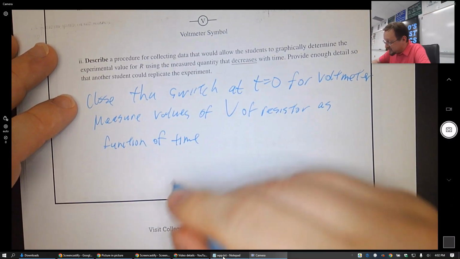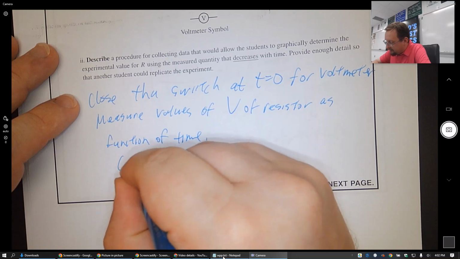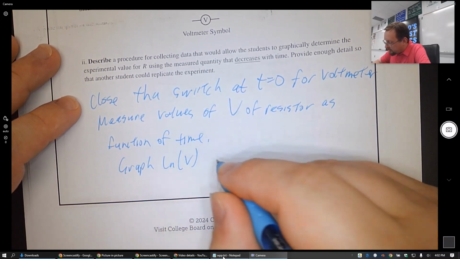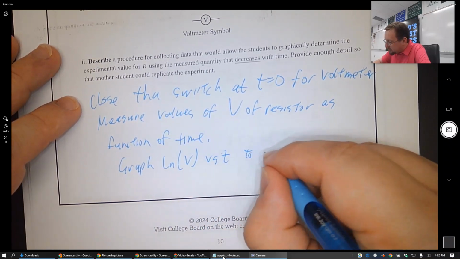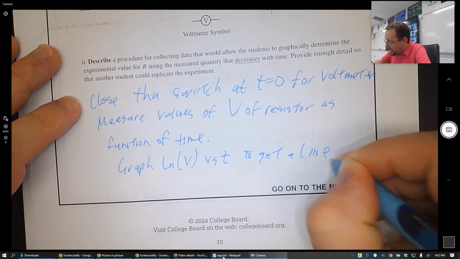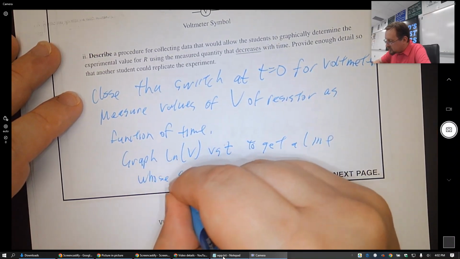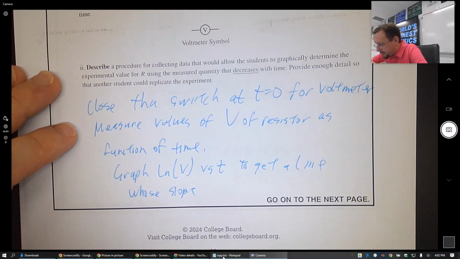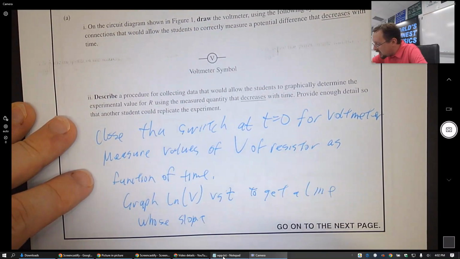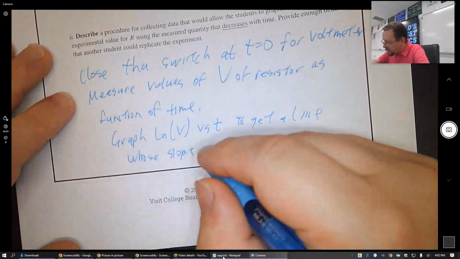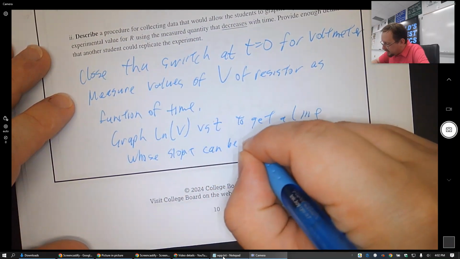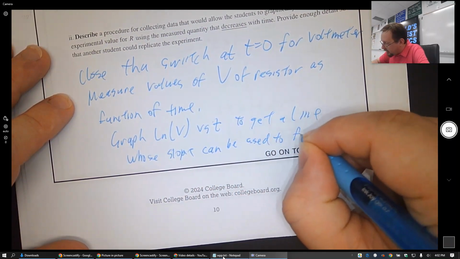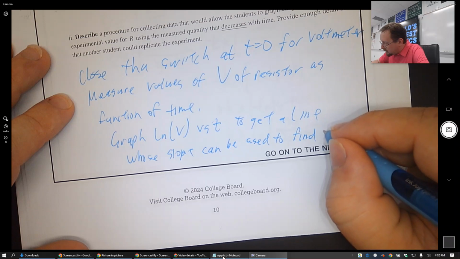And then what you actually do is you graph the natural log of the volts versus time to get a line whose slope can be used to find R. Oh, so we want R. Do we know the value of L? We know the inductance. Okay.